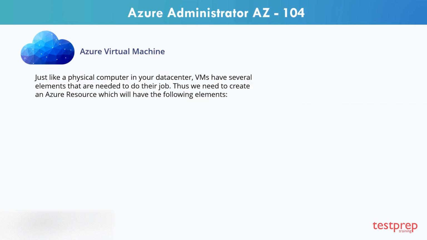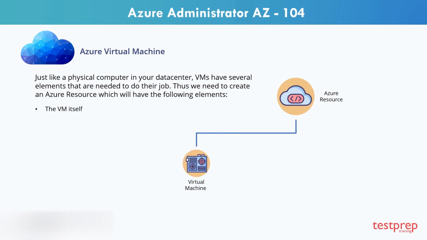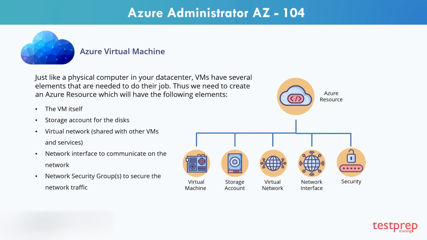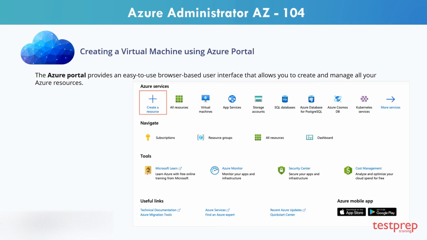Just like a physical computer in your data center, VMs have several elements that are needed to do their job. Thus we need to create an Azure resource, which will have the following elements. 1. The VM itself. 2. Storage account for the disks. 3. Virtual network. 4. Network interface to communicate on the network. 5. Network security group to secure the network traffic. 6. Public internet address.